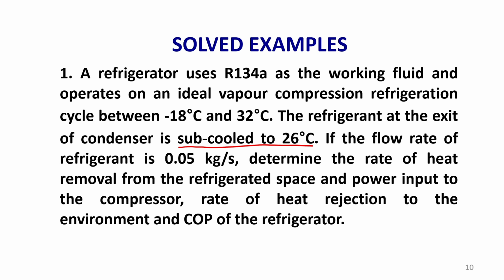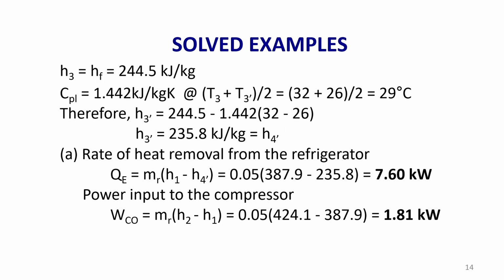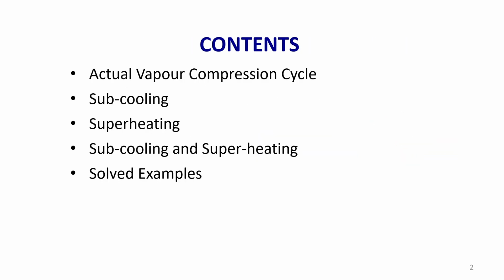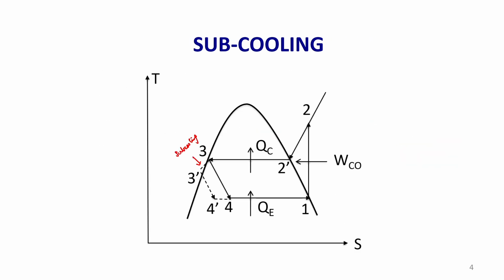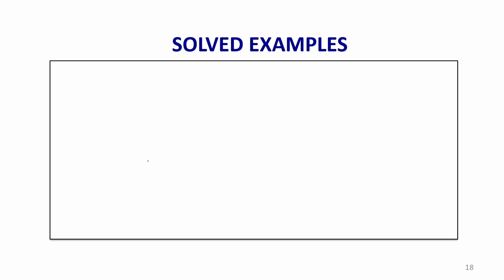Determine the rate of heat removal from the refrigerated space, the power input to the compressor, the rate of heat rejection, and the COP. Now if you see this diagram, this is subcooling. Let me draw the diagram again. This is the TS diagram, because the temperature is given.